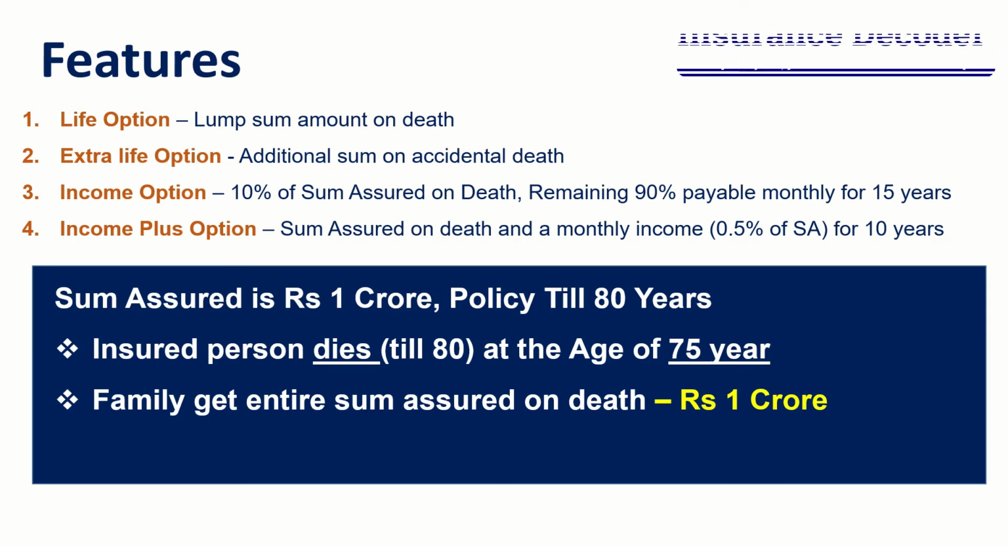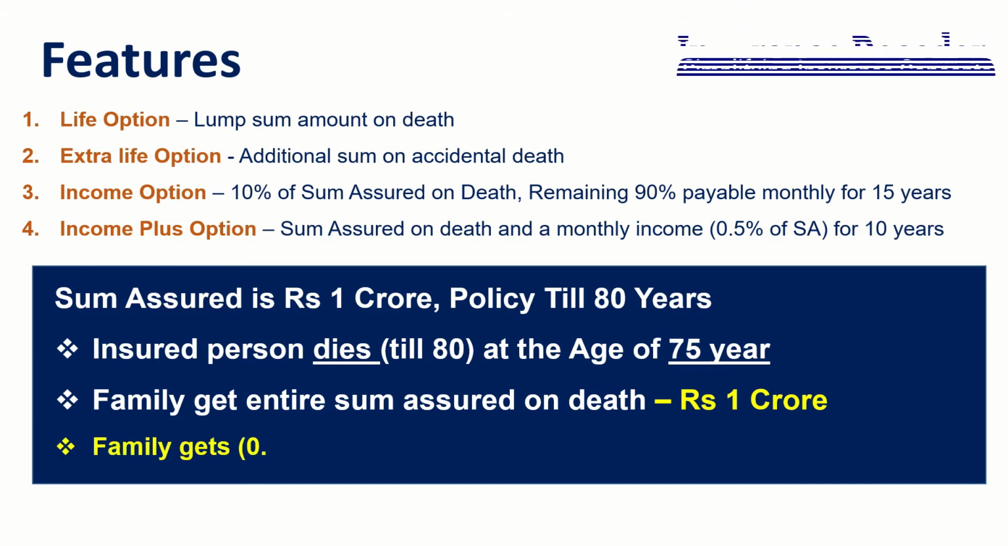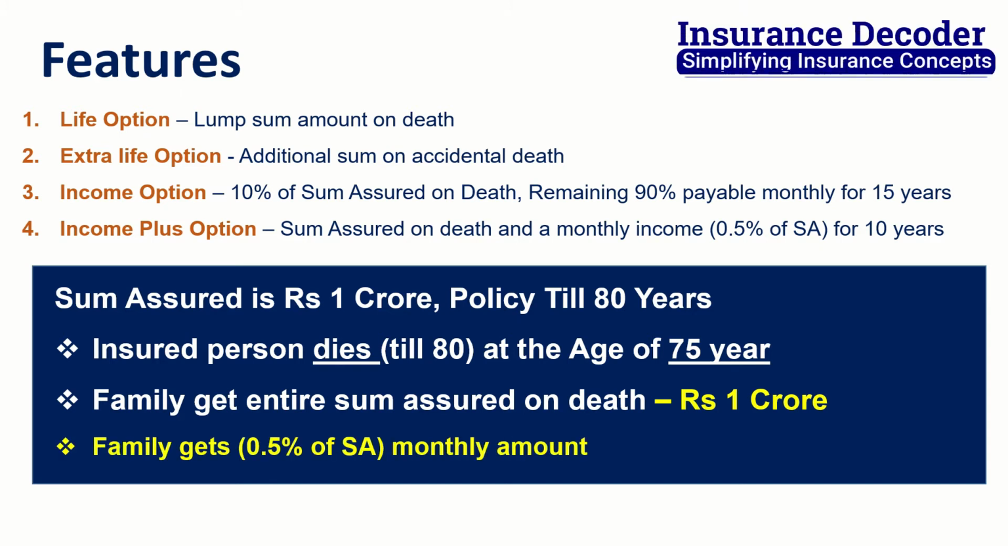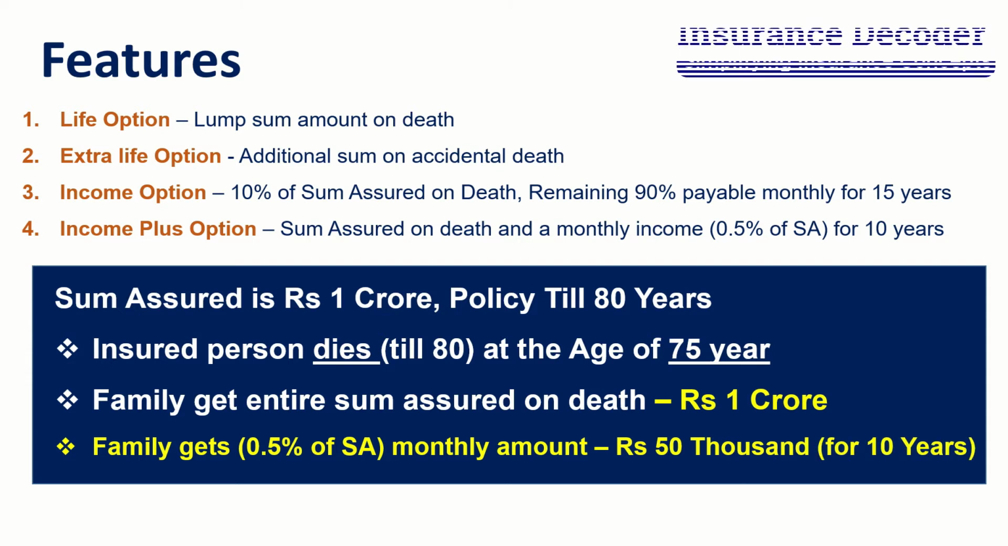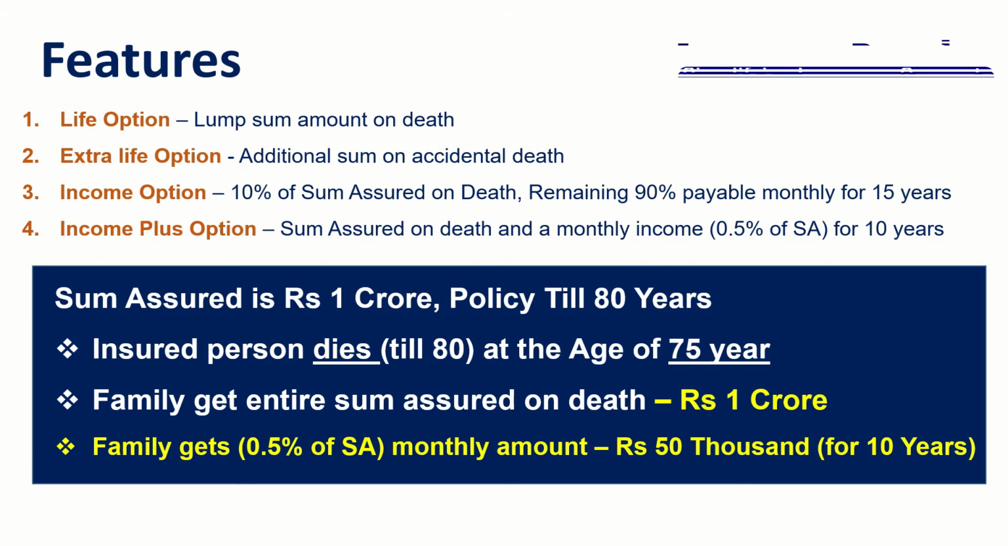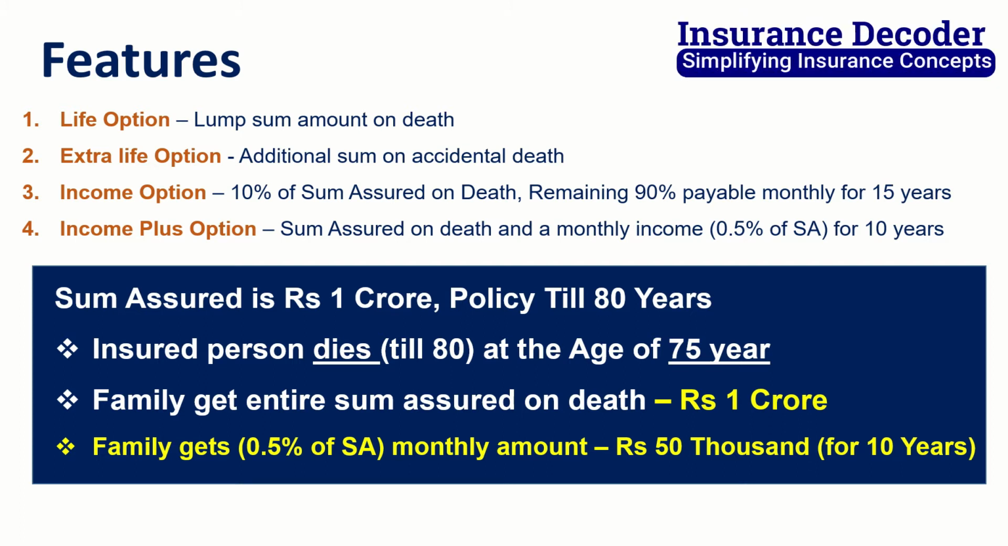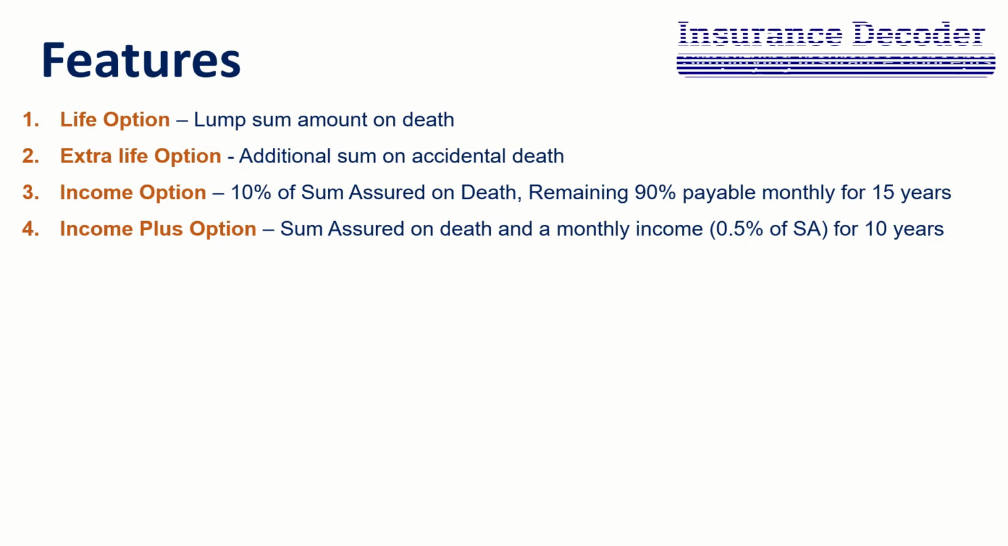So now the family will get 1 crore on the death of the policy holder, and the family will also keep getting 0.5% of sum assured on a monthly basis for the next 10 years. So 0.5% here of sum assured is 50,000 rupees. So the family will be getting 50,000 rupees every month for the next 10 years. So this is the income plus option.